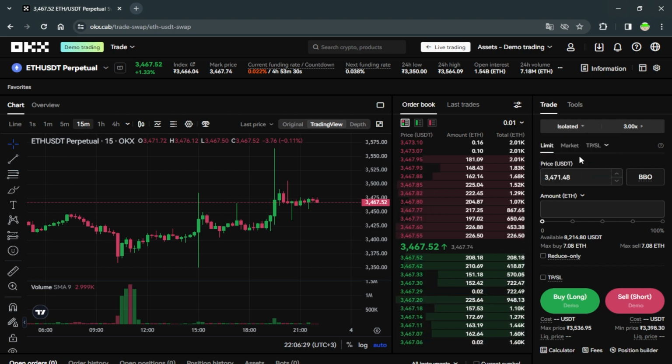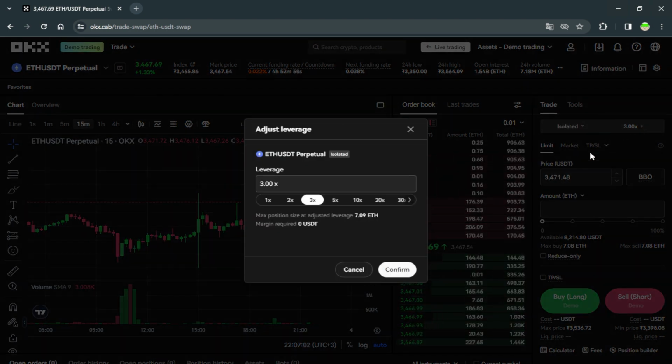If you are a beginner, I advise you to choose an isolated margin. It is done in this column here. We choose an isolated margin. If we enter into a deal for $10, then we will also have $10 in margin, no more. So we will not be able to lose more than that.